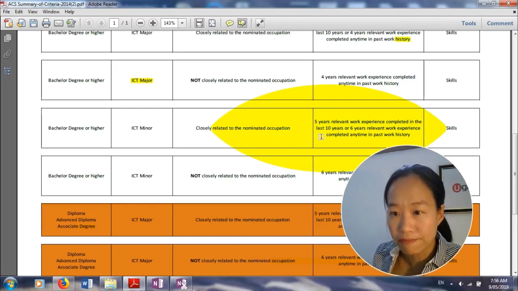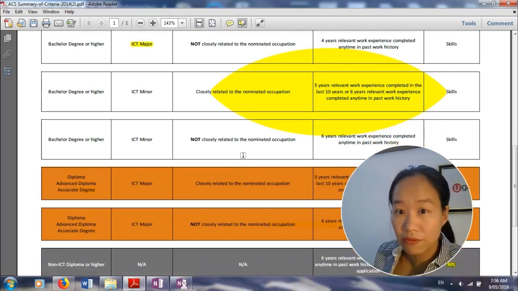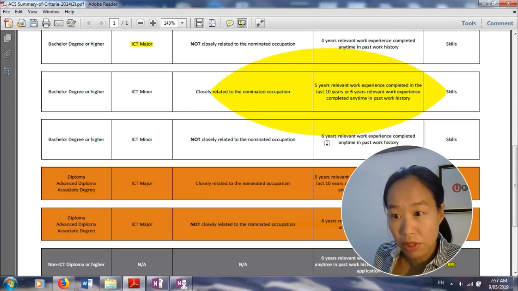This document can actually be found on the ACS website, so there's no need to worry about that. If, however, you have a minor qualification but your job is not highly related to being a web developer, then you need 6 years of work experience. With this 6 years, the work experience is not closely related, but you can still get a positive skill assessment. So this is really flexible for some people, especially in the IT industry. Sometimes a company requires you to do multiple jobs. Sometimes you might be a web developer, sometimes a programmer.